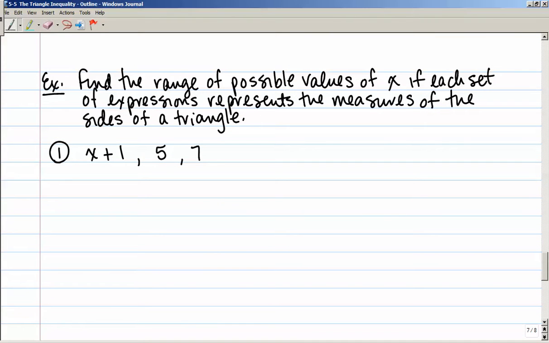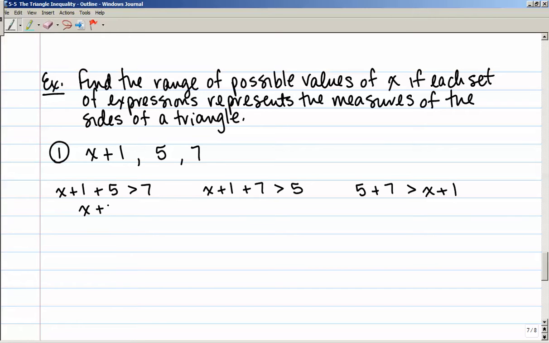This example says find the range of the possible values of x if each set of expressions represents the measures of the sides of the triangle. So same idea, pick any two sides, and they have to add up to be greater than the third side. So x plus 1 plus 5 has to be greater than 7. X plus 1 plus 7 has to be greater than 5. And 5 plus 7 has to be greater than x plus 1.